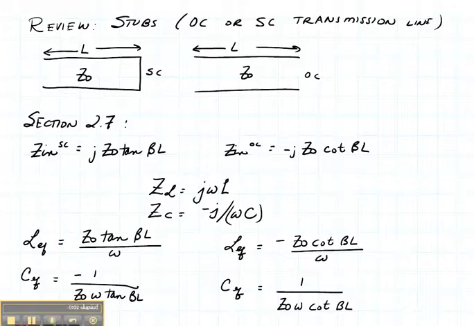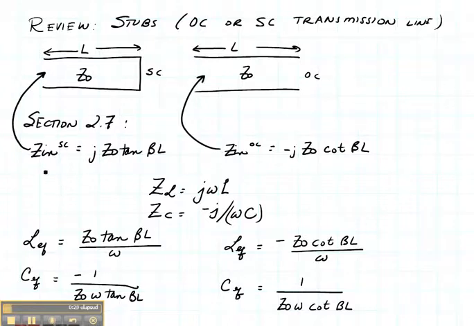Now let's do a little review of stubs that are open-circuited or short-circuited on the end. You've already seen this. This was section 2.7, where we can either have a length of line with a short circuit or a length of line with an open circuit on the end. If you review section 2.7, you'll remember we had two equations, one for the short-circuited case and the other for the open-circuited case, and they help us find the input impedance that's right here at the front of the line.